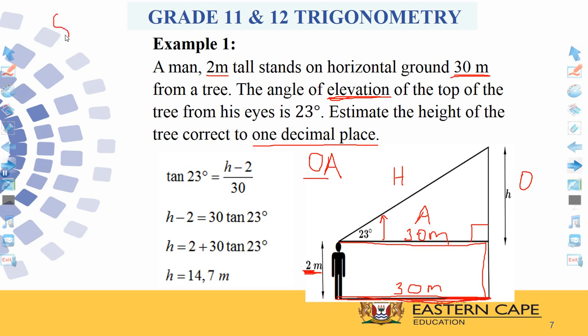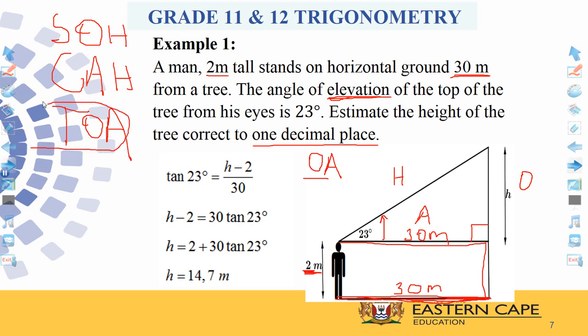Now remember, we talked about SOHCAHTOA, or any other way you understand the definitions of trigonometric ratios is very important. Now you see that you want to calculate the opposite, you have the adjacent, so it means you are going to use that one, which means you are going to use tan.